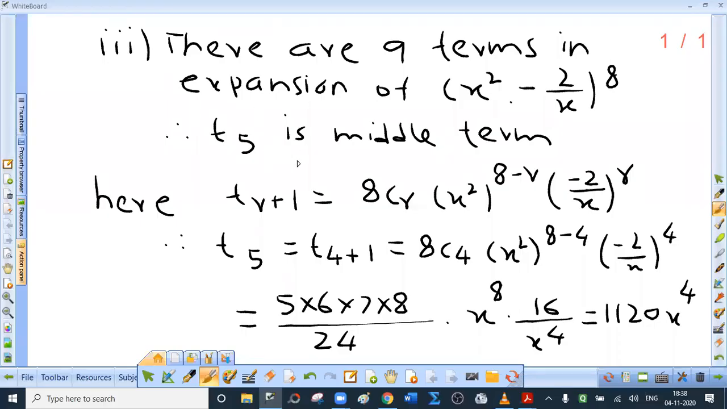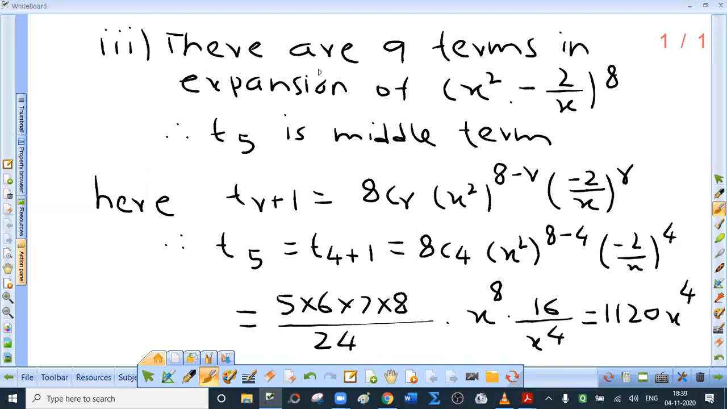Third one, there are 9 terms in the expansion. So the fifth term is the middle term. T(r plus 1) is 8Cr (x square) raised to 8 minus r into (minus 2 upon x) raised to r. So what is T5? You have to put r equal to 4. So 8C4 (x square) raised to 8 minus 4 into (minus 2 upon x) raised to 4. 8C4 is 70, x raised to 8, minus 2 raised to 4 is 16, 16 upon x raised to 4. 16 sevens are 112 into 10, of course, because it is 70. So 1120 x raised to 4. This is the middle term in the expansion.